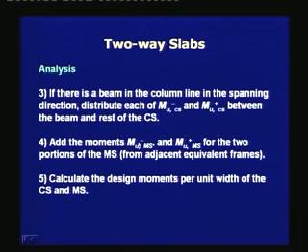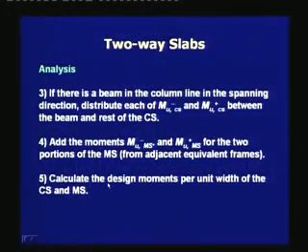The fourth step is add the moments Mu minus MS and Mu plus MS for the two portions of the middle strip which are from adjacent equivalent frames. We have calculated the middle strip moments for one equivalent frame. We can calculate the middle strip moment from the adjacent equivalent frame, and since a middle strip consists of two portions from two equivalent frames, we add these two moments and get the total moment over the middle strip.